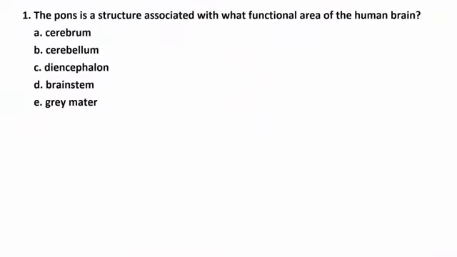Let's start. Number 1. The pons is a structure associated with what functional area of the human brain?